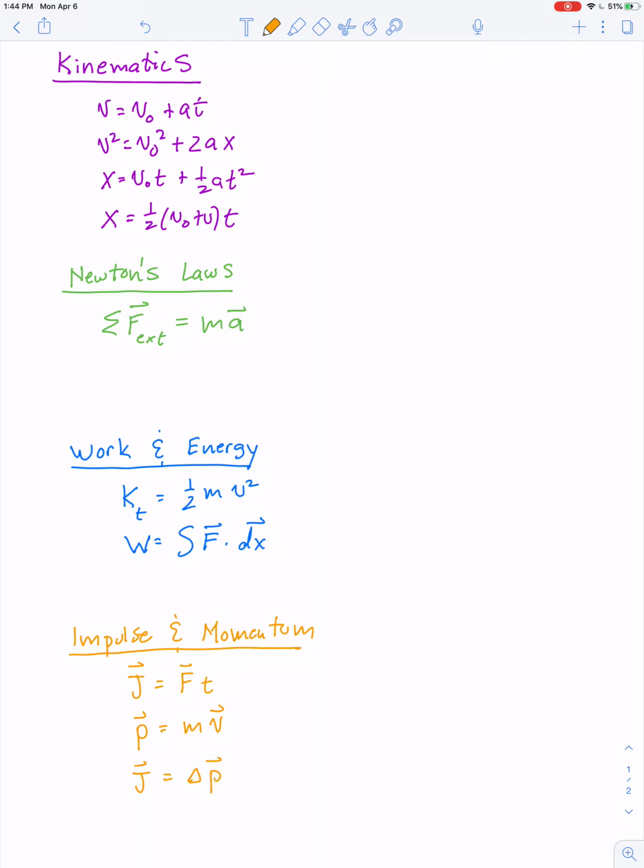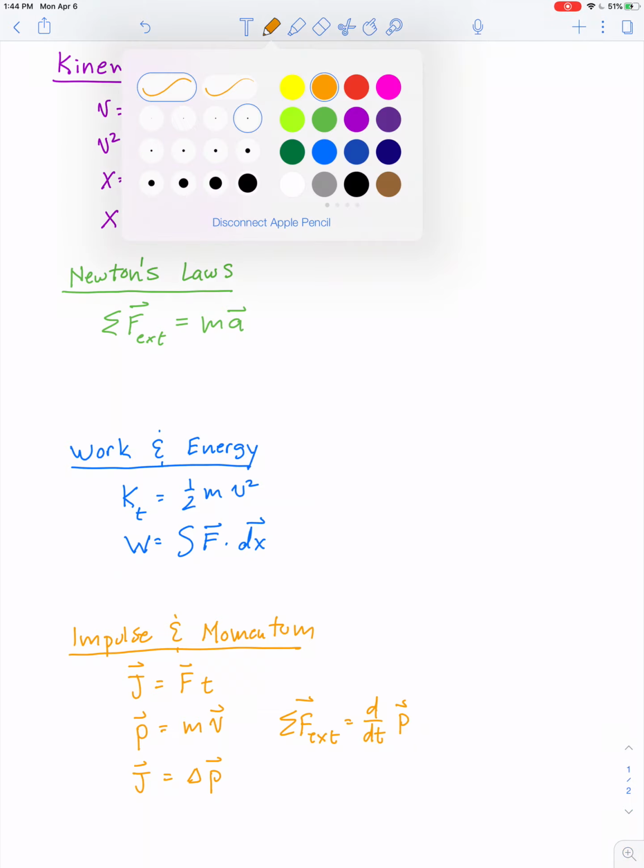And we also restated Newton's second law of motion, that the sum of all external force is the time rate of change, the derivative with respect to time, of impulse. Okay, so all of these equations have an equivalent or analogous expression when it comes to objects that rotate.